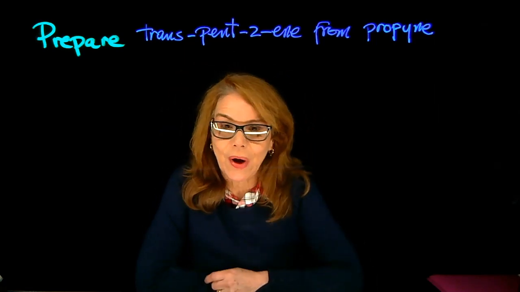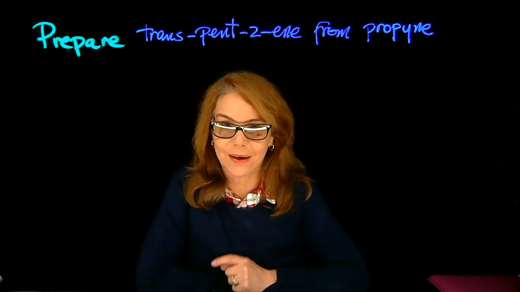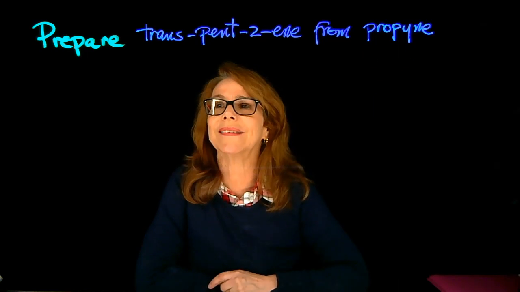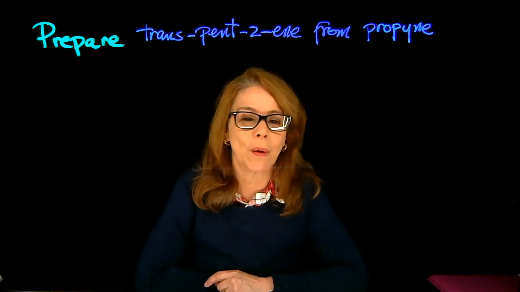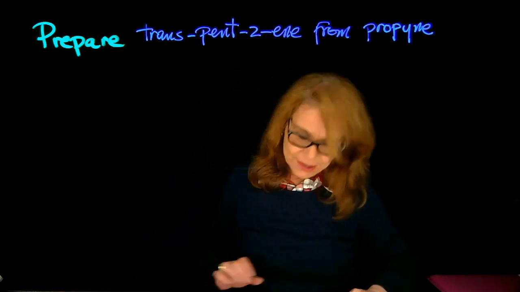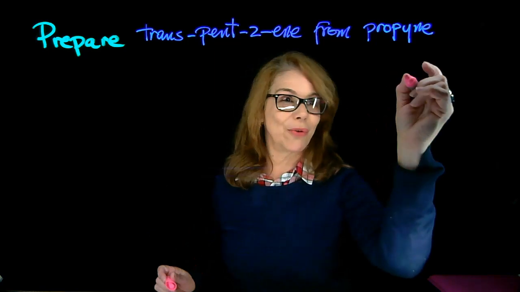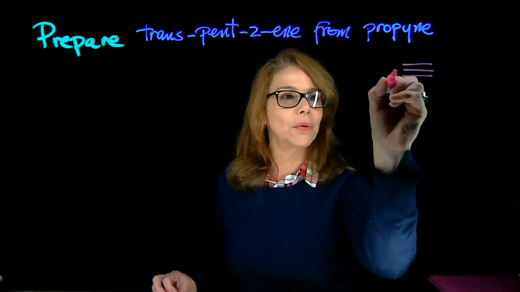We're going to do a synthesis problem with reactions of alkynes. So here the problem is: synthesize trans-2-pentene from propyne. The first step is always drawing the structures. First propyne, so an alkyne with 3 carbon atoms.